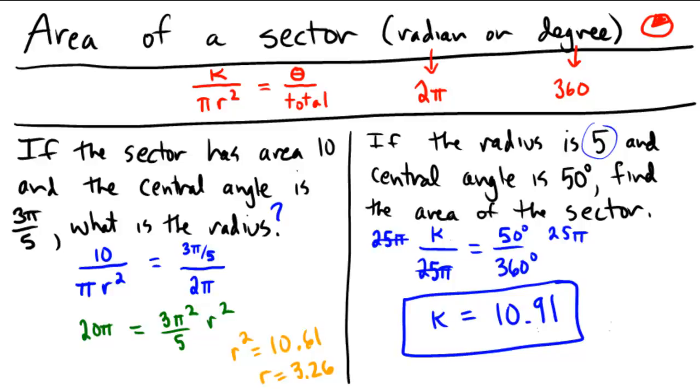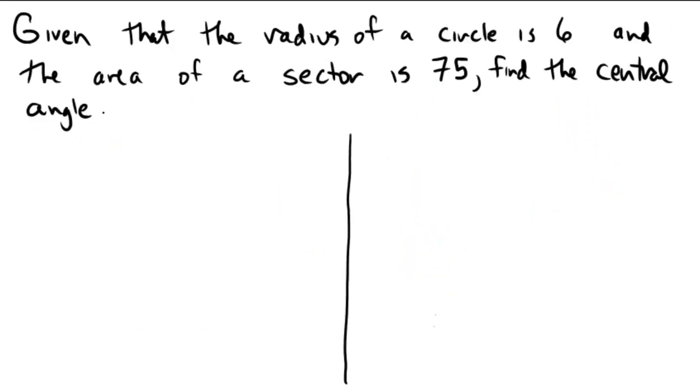So I think that's worth it. Why don't you try to do one on your own here? Pause the video and see if you can find this answer. The radius of the circle is 6 and the area of the sector is 75. Find the central angle. Now I purposely left this one open. If you notice, I didn't tell you whether it was radian or degree mode so that we can do both.